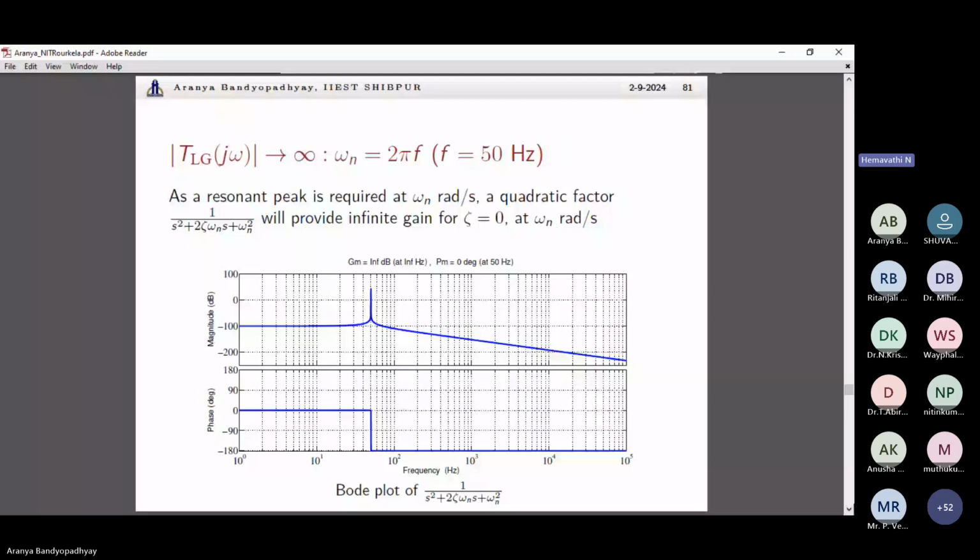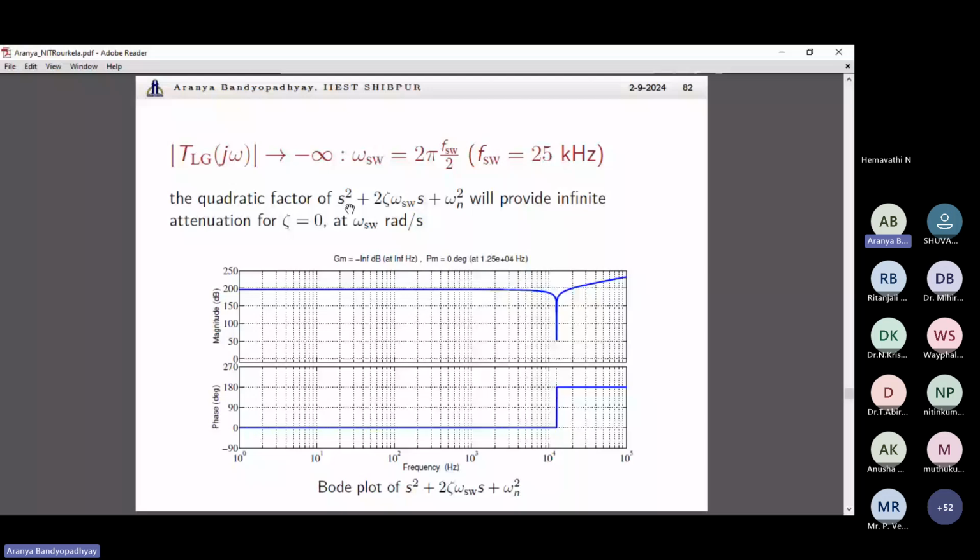Then, even though practically implementing this factor alone is an impossible task, and this is not the ideal form, let us take a look at it mathematically. We will see an infinite attenuation due to this factor at half of the switching frequency. Okay.